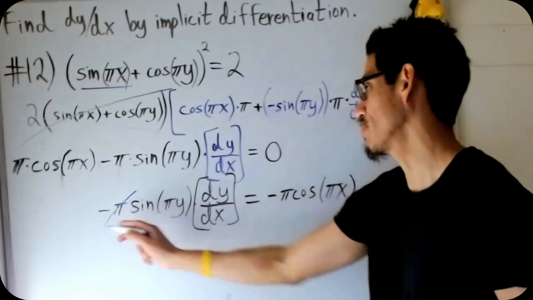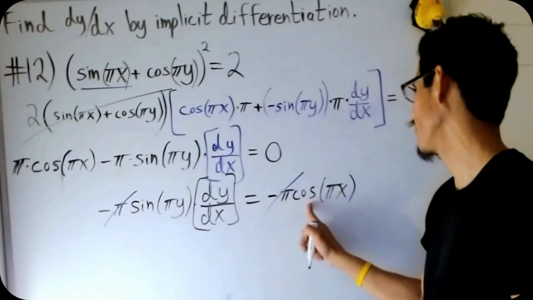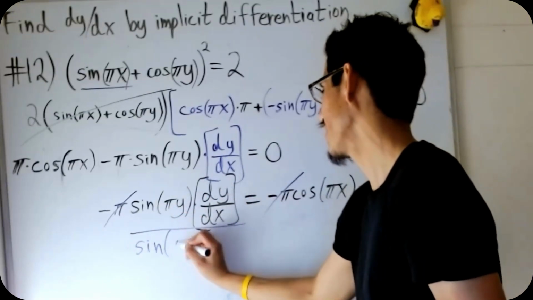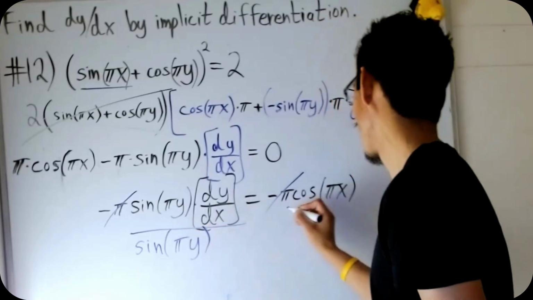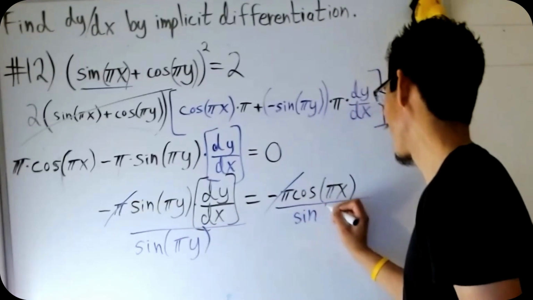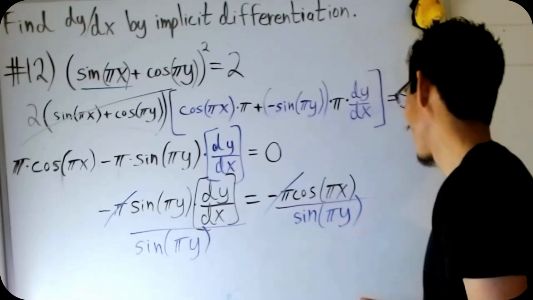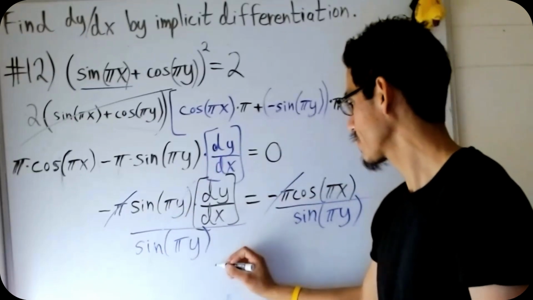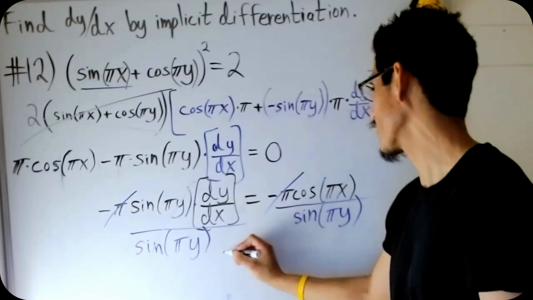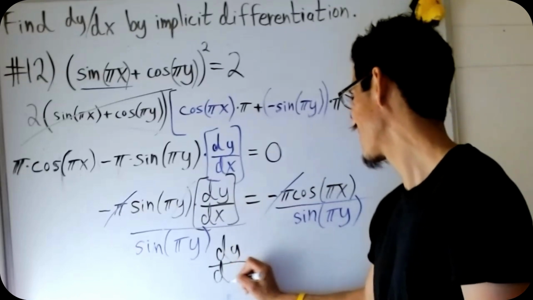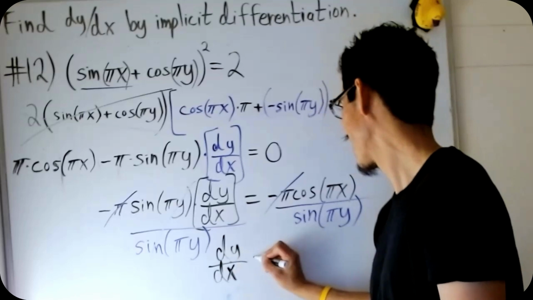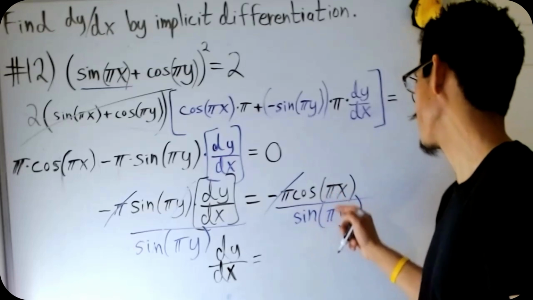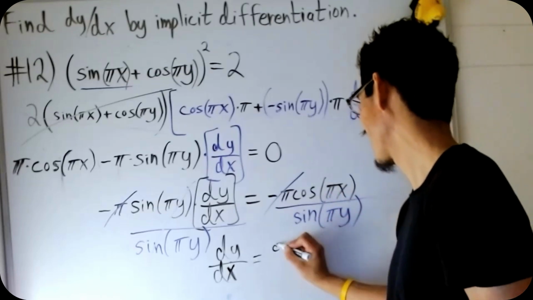And you can cancel out these negative pi's, and we're going to divide now by the sine of pi y, and then we'll just be left with dy dx being equal to the cosine of pi x over the sine of pi y.